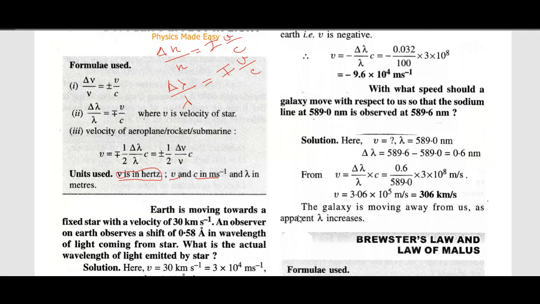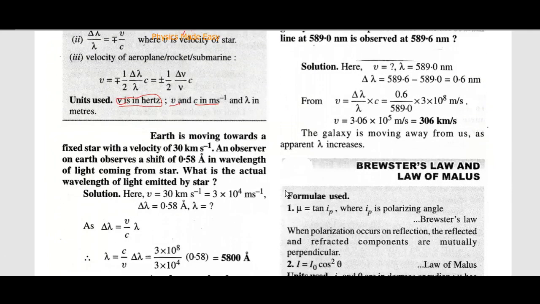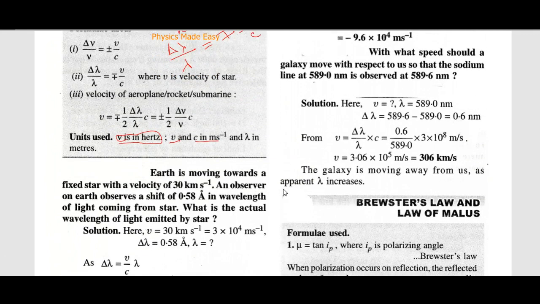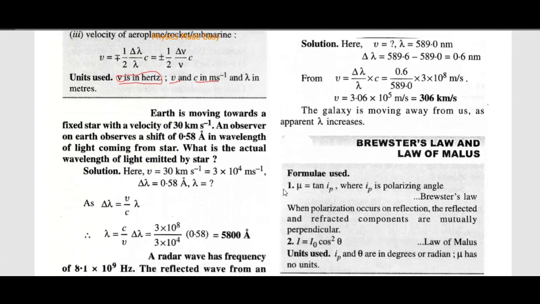Now, all the questions on this topic that are asked from you are trivial. Earth is moving towards a fixed star, velocity is given. An observer from the Earth observes a shift. Shift is given, delta lambda is given, and velocity is given. C we already know. Then you can find out the wavelength. I don't think there is any problem. Delta lambda by lambda is equal to V by C.